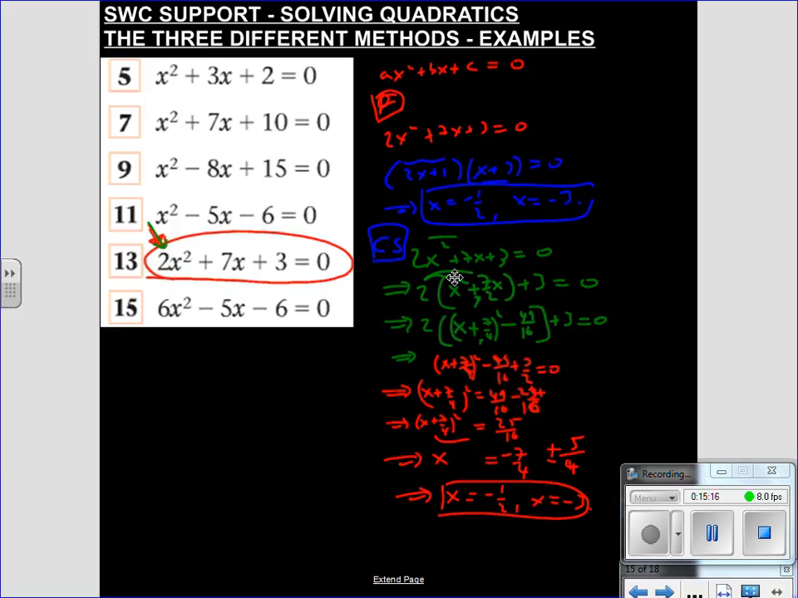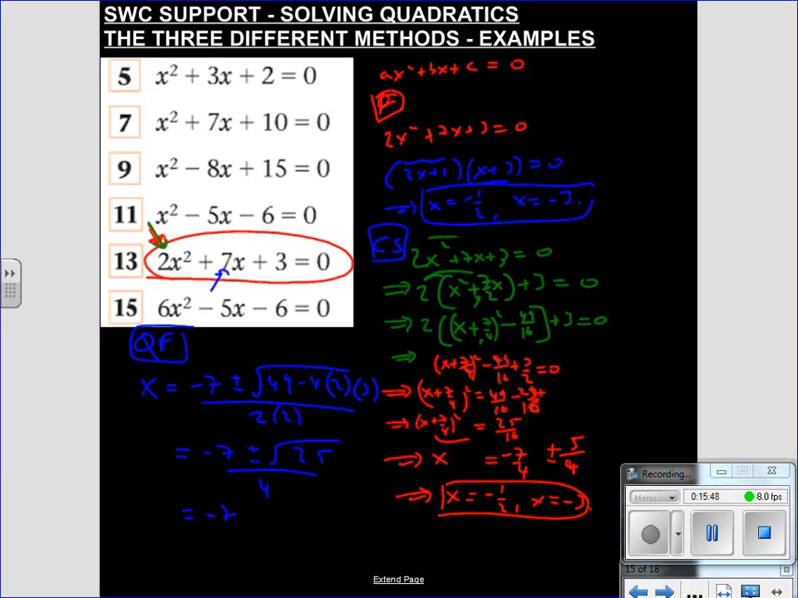So, now we've got the quadratic formula. So let's just quickly do that. x equals minus b, so that's minus 7, plus or minus the square root of b squared, 49, minus 4 lots of a c, over 2 lots of a, so that's 2 times 2 is 4. So minus 7 plus or minus the square root of 49 minus 24, that's root 25, over 4, so there's your minus 7 over 4 plus or minus 5 over 4, and then you get your answer. So x is minus a half and x is minus 3, and we're done.